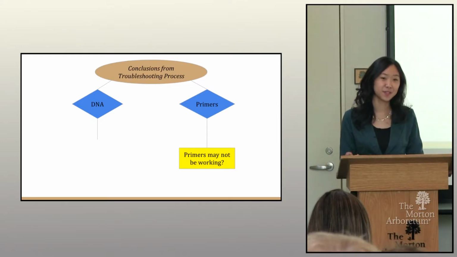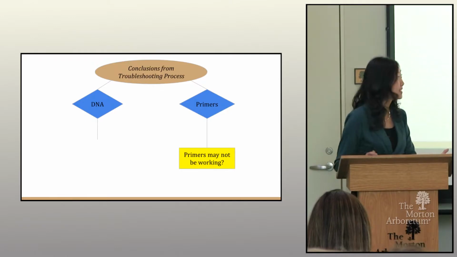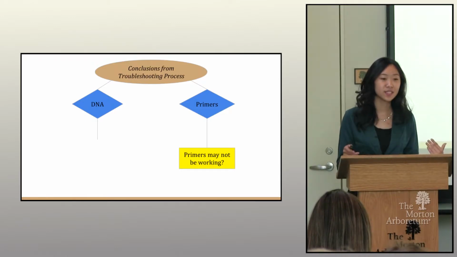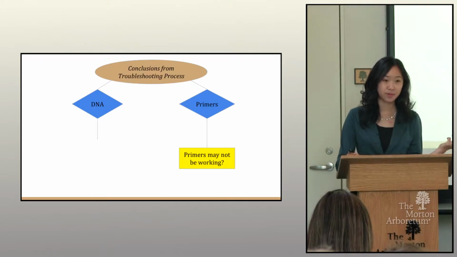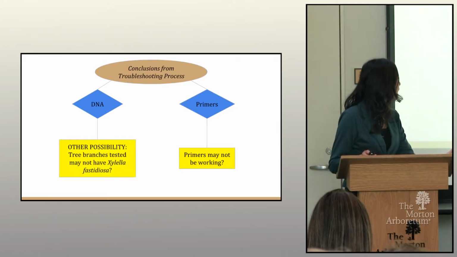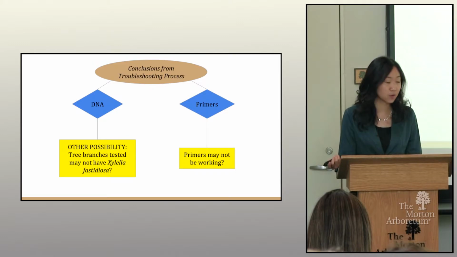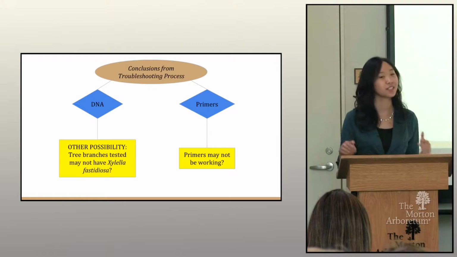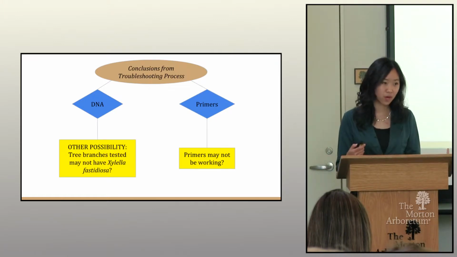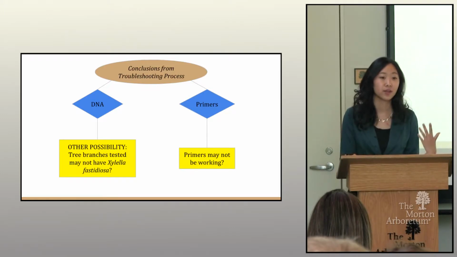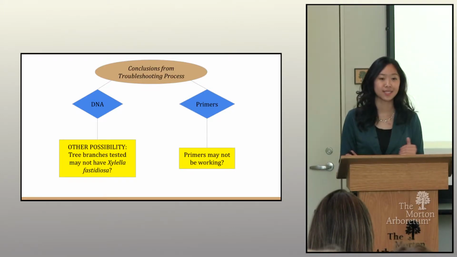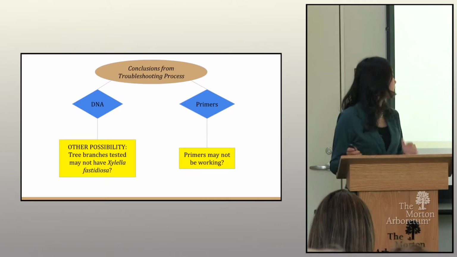So while I wasn't able to procure definitive results on the health of the trees in time for this presentation, running all of these different trials allowed me to narrow down the possibilities of what could be the issue. Like I said before, it may be the primers. Another possibility is that none of the branches that I tested have the scorch. My positive control was a tree that had tested positive previously. But like I said before, decline is very gradual, and symptoms don't usually show up until late summer and early fall. So it's hard to tell which branches exactly have the bacteria.